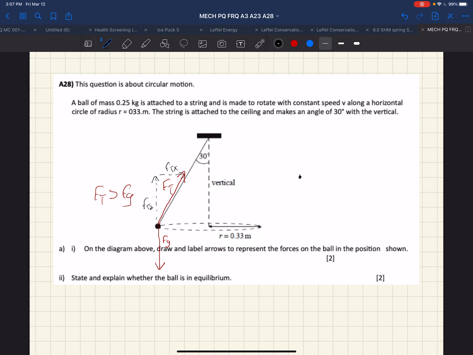So if we draw ultimately the components, we have FTZ being equal and opposite to the weight, and that leaves just the component in the x direction.